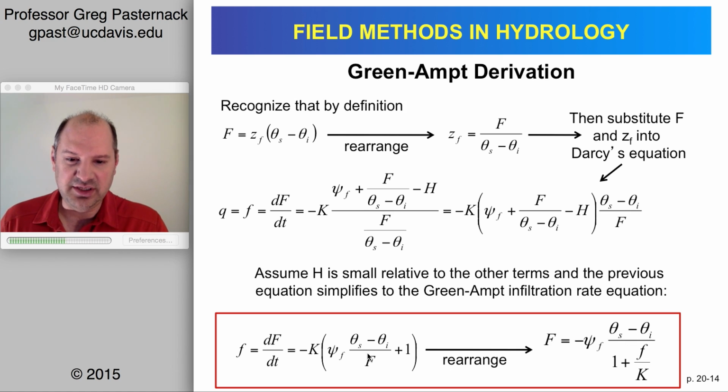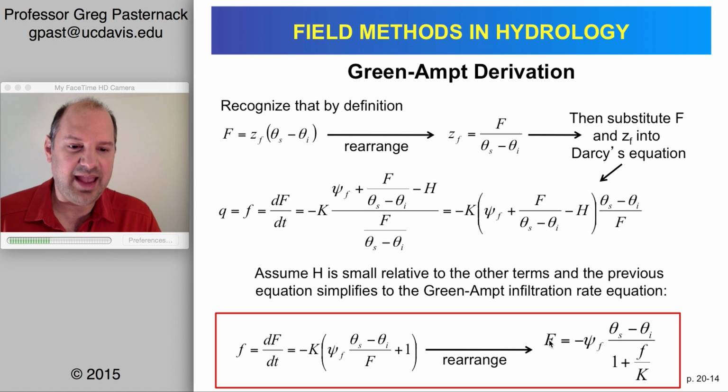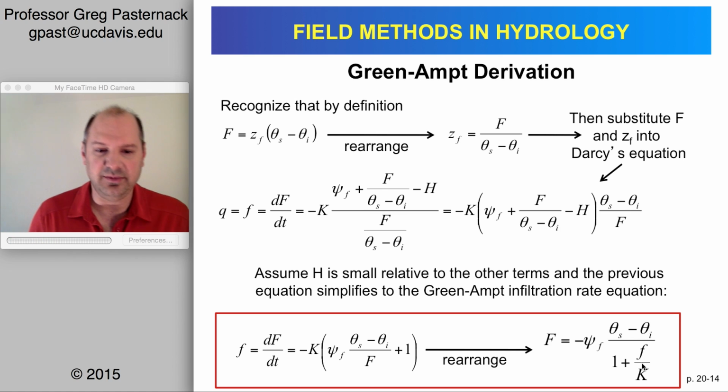And then I'm going to multiply both sides by capital F to bring f over and get rid of it on this side. And then I'm going to divide both sides by the 1 plus f over k and bring that over here. And then that's going to be there. So it's just a simple rearranging. And now I've got capital F, cumulative infiltration, as a function of those parameters and infiltration rate.